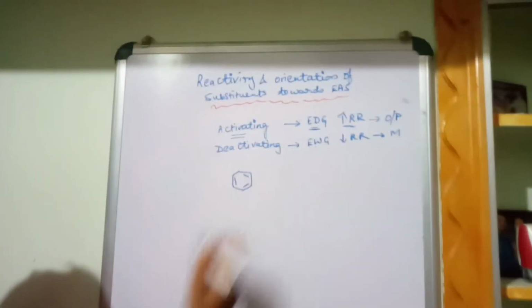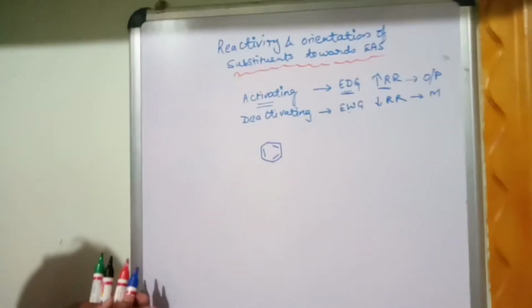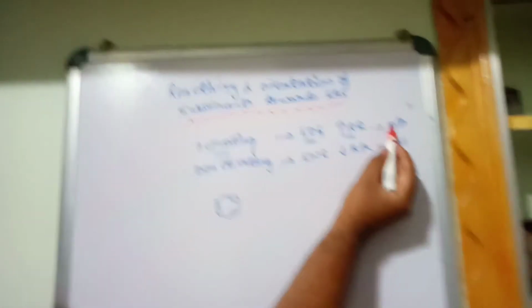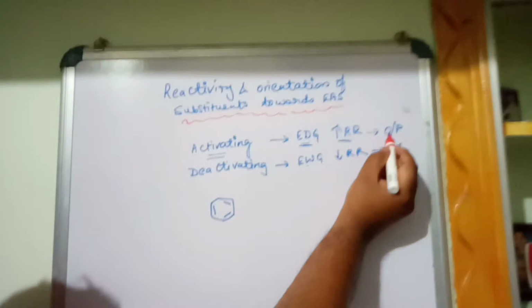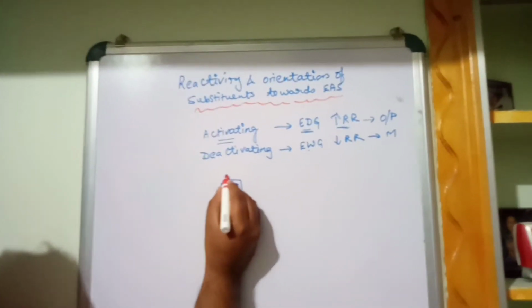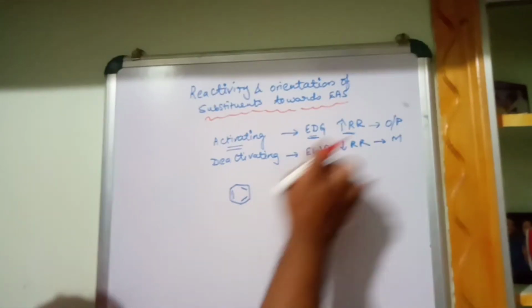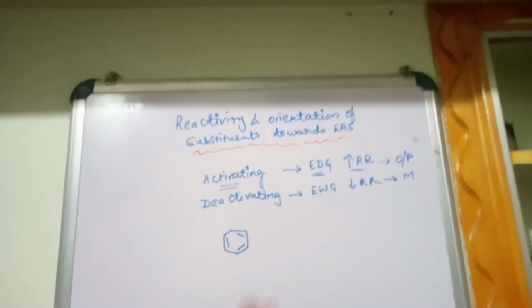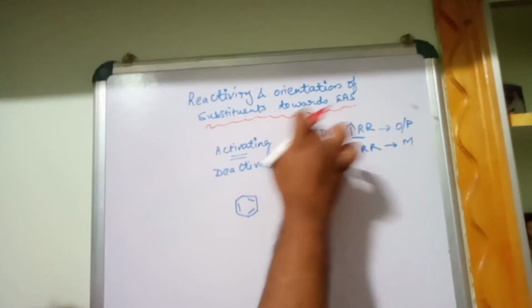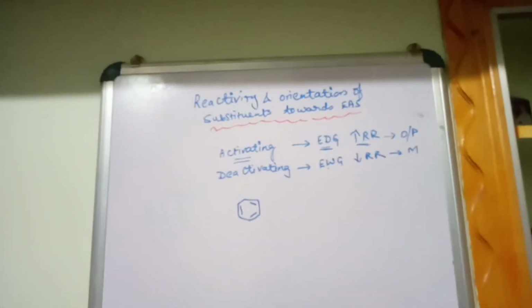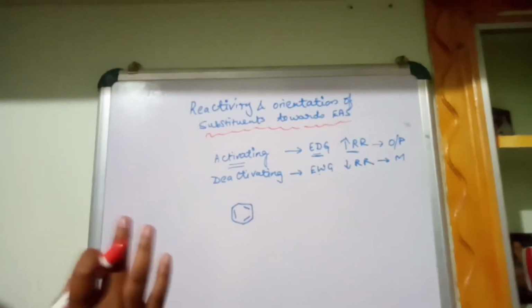When there is a presence of activating groups or electron donating groups, the rate of reaction is increased, but the electrophile will attack on the ortho position or para position. I will give you one example about the activating groups, why they are directors of ortho and para, and how they increase the rate of reaction. These things need to be answered in this particular video so that you get clarity.